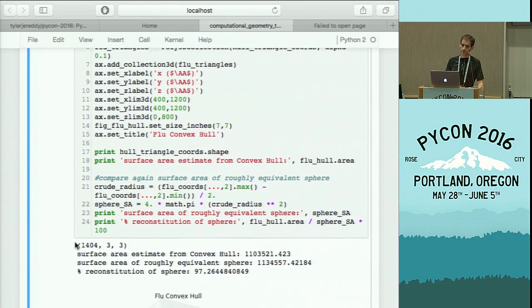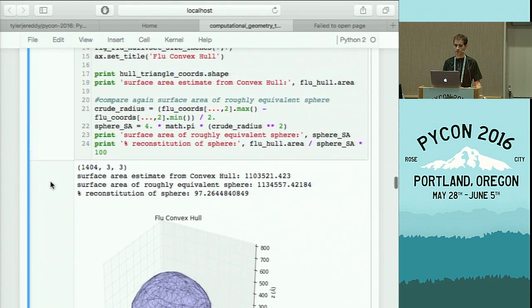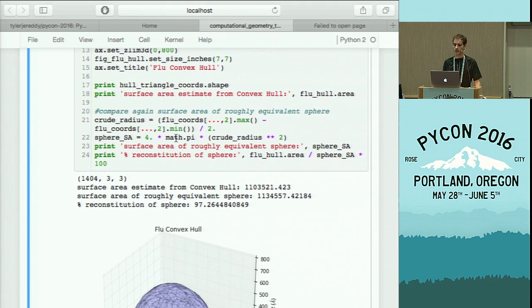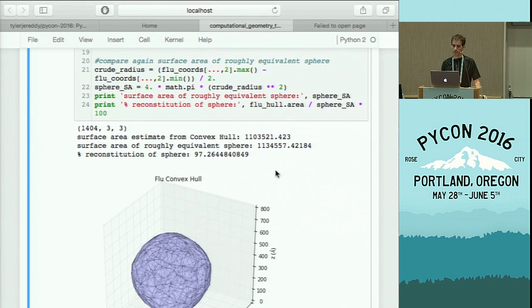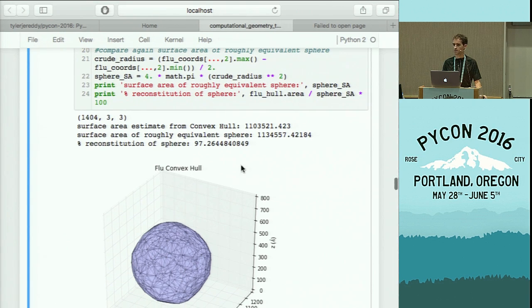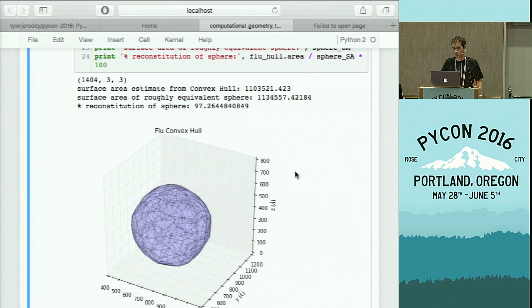So I calculated a crude radius here just by taking the maximum z. If you think of the maximum z coordinate and the minimum z coordinate, use that to really crudely estimate the diameter of the sphere, divide that by 2 to get the radius, and then put it into the 4 times pi times the radius squared classical surface area equation. And if you just compare the two values, I'll run it again, they're pretty close. So it's about a 97% reconstitution. And that assumes that this would be a perfect sphere, which it's not. So that's not a formal unit test, but it does show that the result is pretty close to what we'd expect for a sphere of roughly that size.